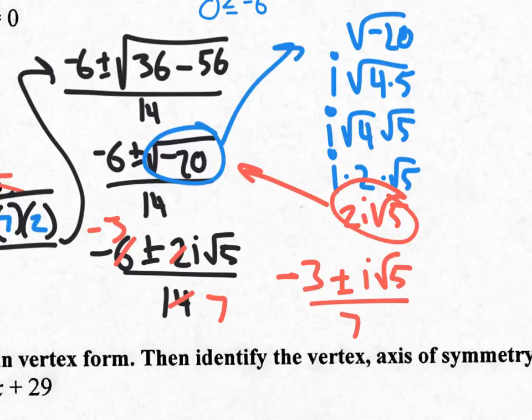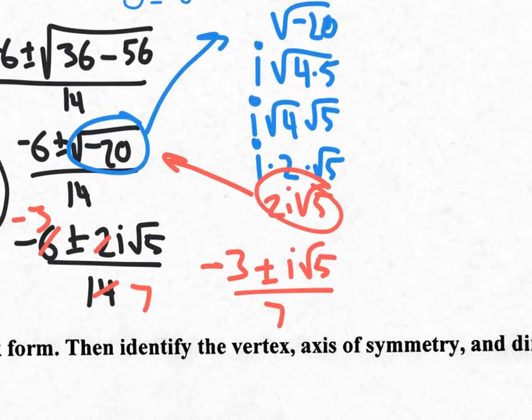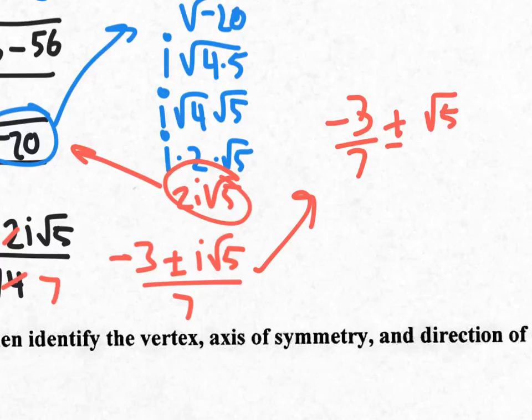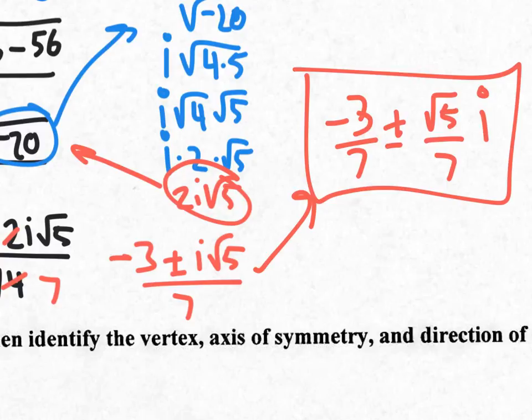Now because there is an imaginary value, it's a complex number, which means we need to write it separate. So our final answer is going to be negative 3/7 plus or minus the square root of 5 over 7. You split the denominator to each. And notice that I took the i and put it way at the end, outside, behind the second fraction. That's how it's going to appear on your multiple choice answer.